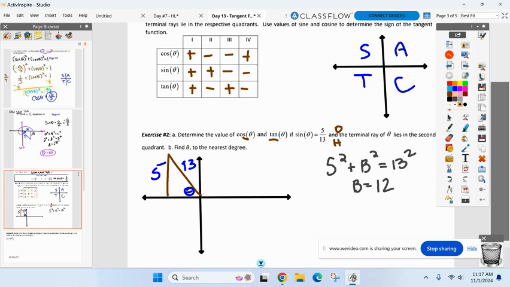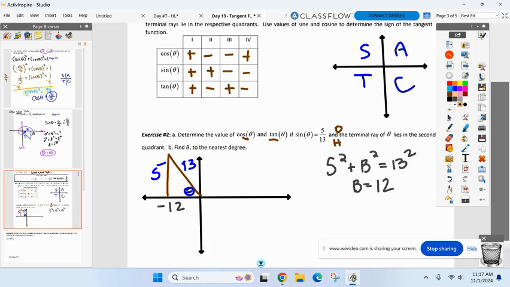Gianna, go ahead. Separates the average from the great ones. Why negative? But look at where we are. And even if you forgot, hey, Gianna noticed it now. Wonderful job. Even if you didn't notice it, we're about to find cosine and tangent in the second quadrant.